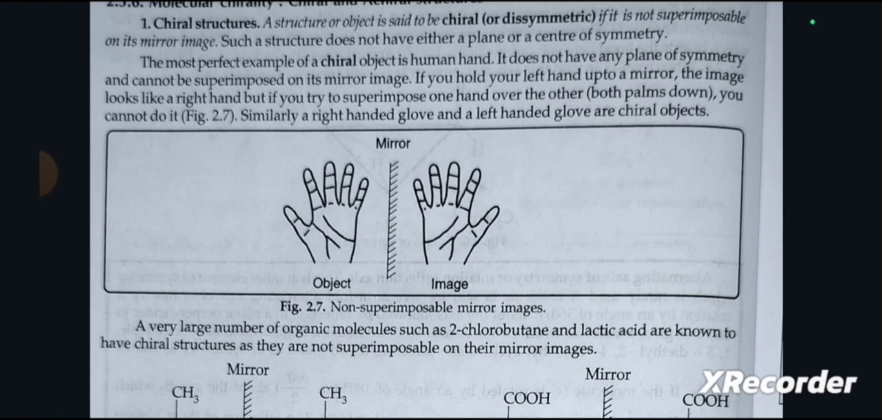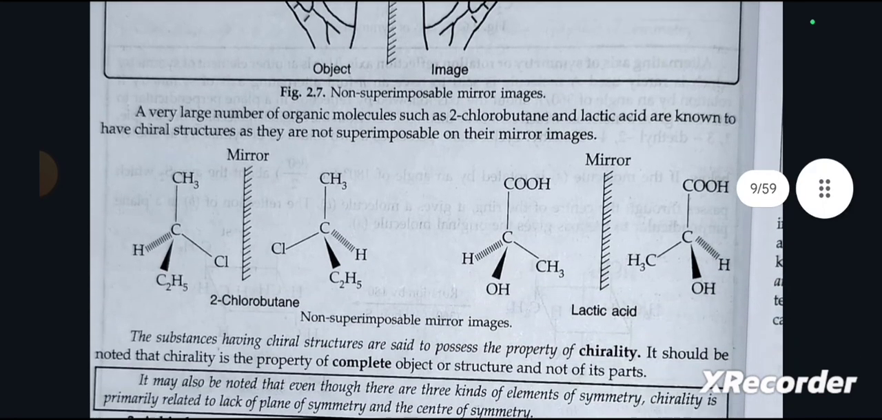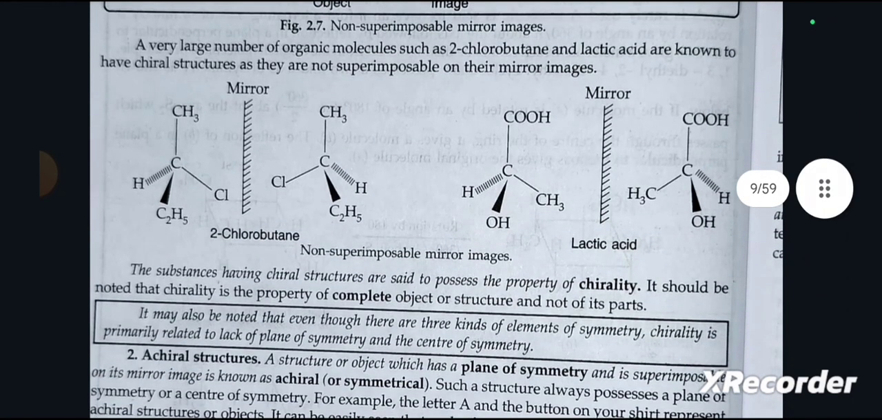If you hold your left hand up to a mirror, the image looks like a right hand, but if you try to superimpose one hand over the other, both palms down, you cannot do it. Figure 2.7. Similarly, a right-handed glove and a left-handed glove are chiral objects.